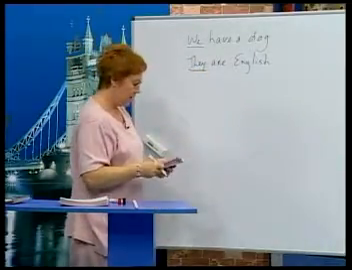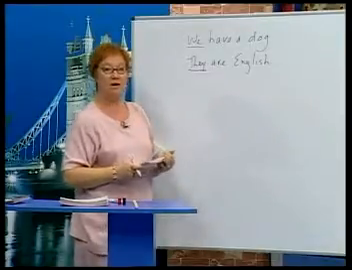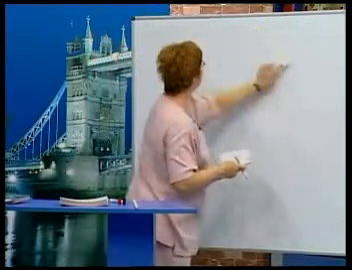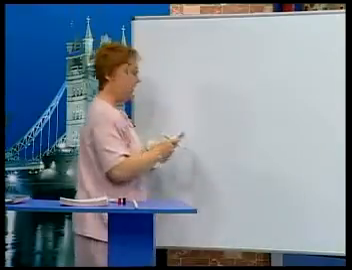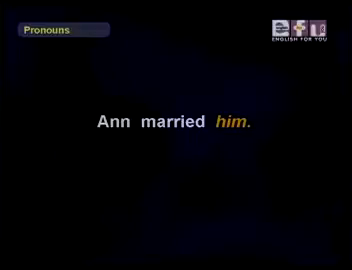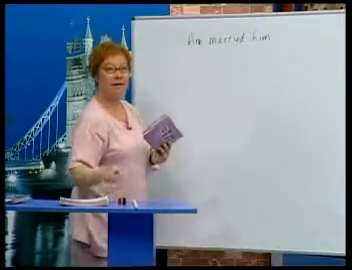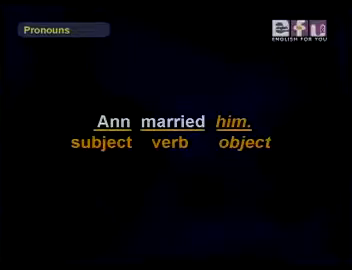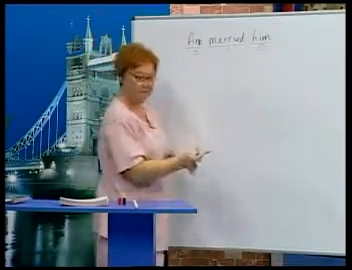Okay? Now, we can also use pronouns to talk about objects. So we're going to look at some object pronouns now. And here are some examples. Anne married him. Now, if we look at this, we see Anne is the subject. Married is the verb. And him is the object. Anne married him. All right?